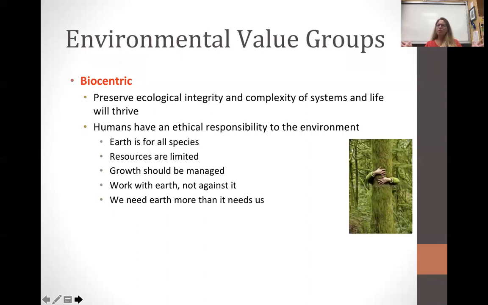Think about that last statement. If all of the humans on earth were to die tomorrow, there would still be nature. So we need the earth more than it needs us. If everything else but humans on earth died tomorrow, we're done for.